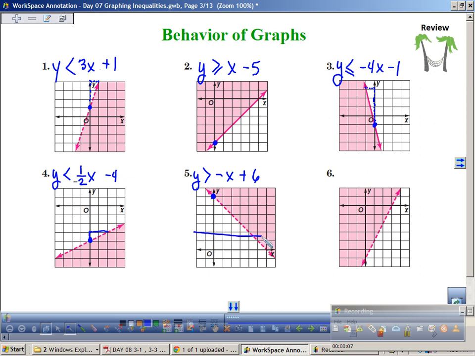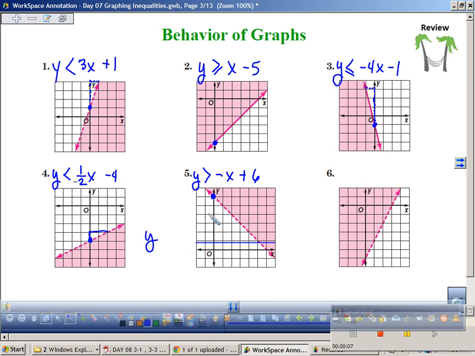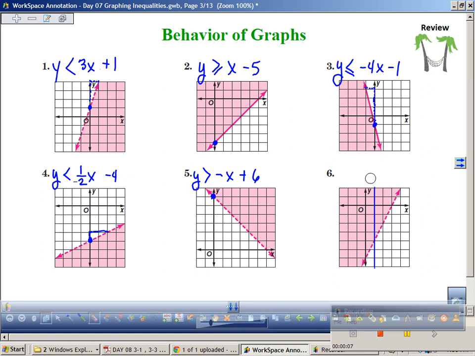You're either up or down, right? That would be why, if this was shaded left or right, then this would be greater than, this would be less than. Good question.